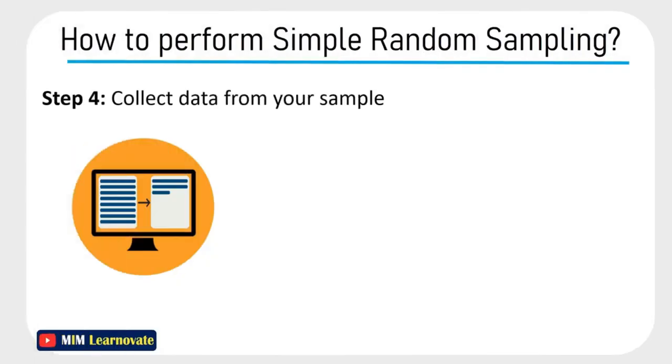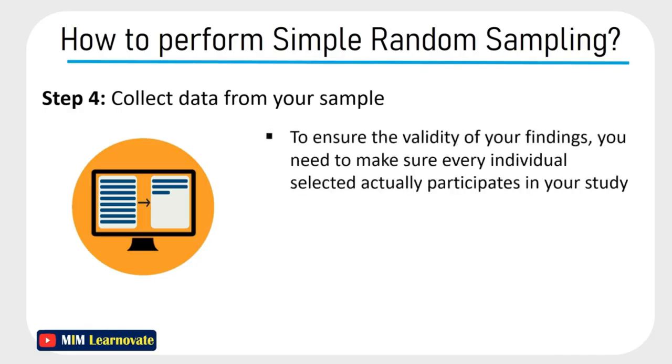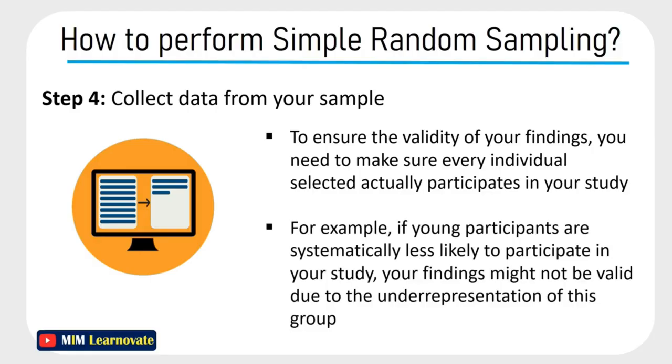Step 4. Collect data from your sample. Finally, you should collect data from your sample. To ensure the validity of your findings, you need to make sure every individual selected actually participates in your study. If some drop out or do not participate for reasons associated with the question that you are studying, this could bias your findings. For example, if young participants are systematically less likely to participate in your study, your findings might not be valid due to the underrepresentation of this group.